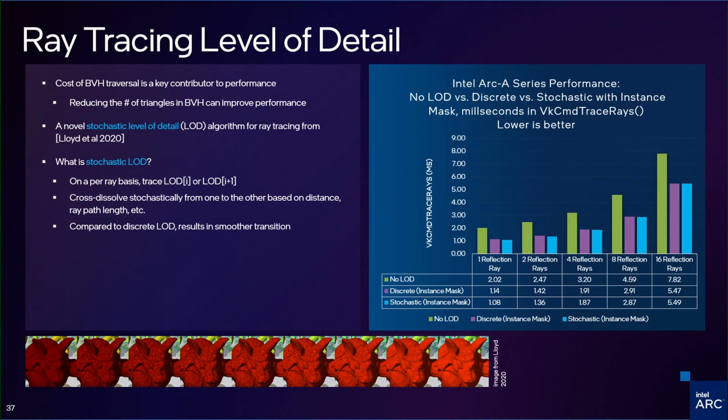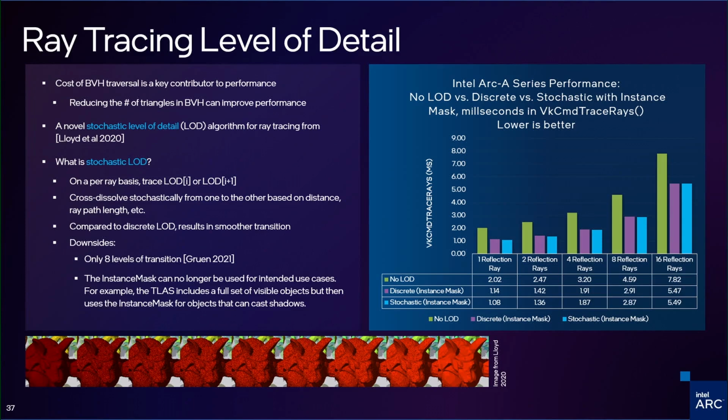So we implemented this on our GPU, and you can see some of those performance numbers on the right-hand side. I'm not getting into specifics of whether the discrete or stochastic was faster. The key point is that we see a nice, sizable improvement transitioning from having no LOD solution to implementing this technique, whether you chose discrete or stochastic.